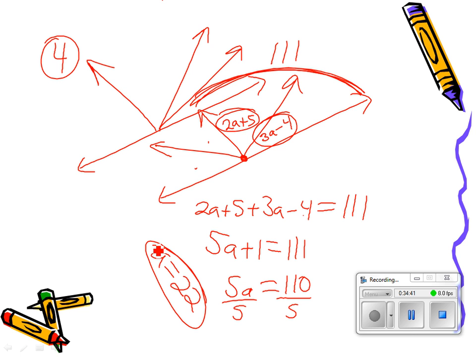Then they ask us to plug it back in that angle. 2 times 22, plus 5. What's 2 times 22? 44. 44 plus 5 is 49. So that's the other part of our answer.